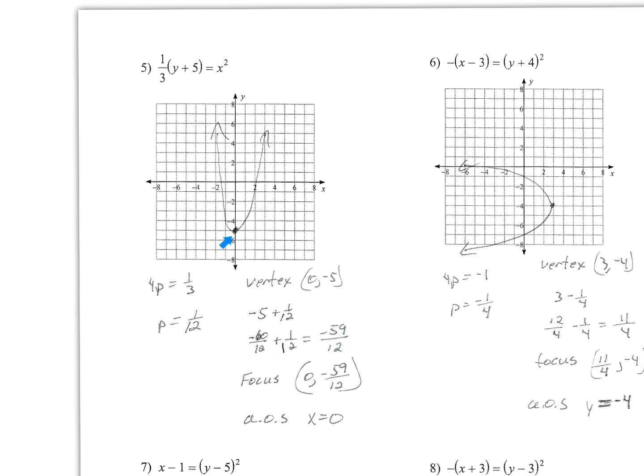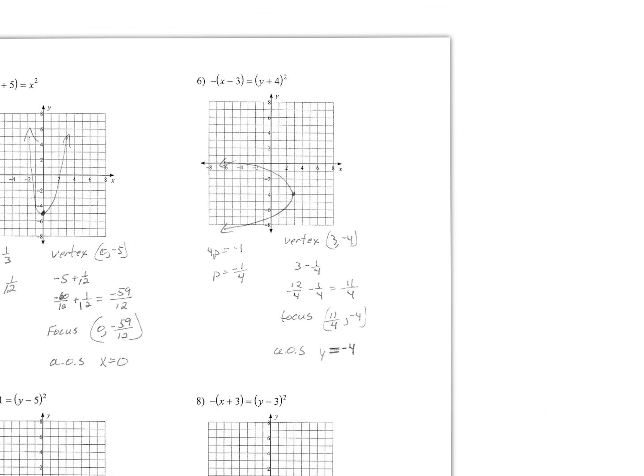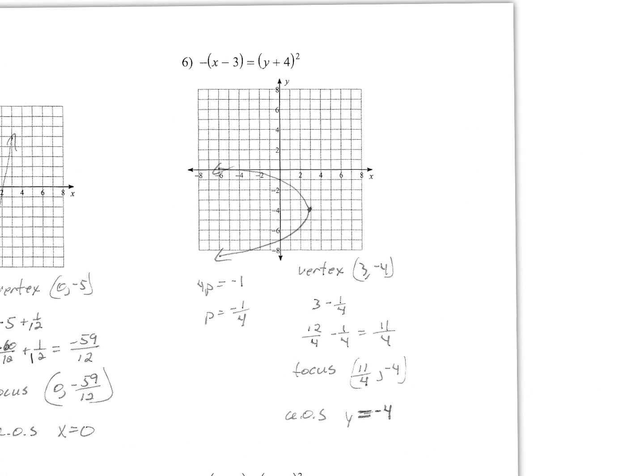So technically, the focus now is at 0, -59/12. And then the axis of symmetry on this one is actually the y-axis, which is the equation x equals 0. And everything is graphed, okay? All right, we can also take a look at number 6.